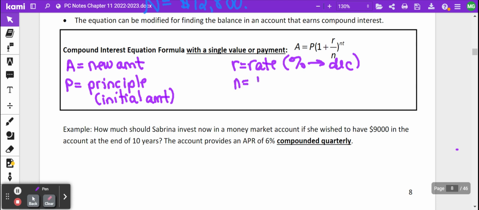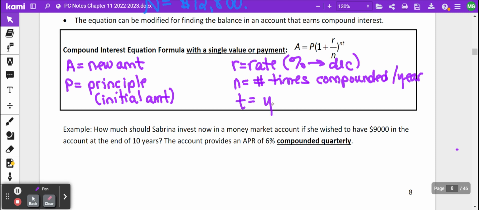N, that's a new variable. It will be representing the number of times your money will be compounded yearly. So, for example, if it said you were getting money compounded monthly, that number would be 12. If it was quarterly, that means 4 times a year. If it was semi-annually, that would be 2 times a year. And T is time in years.